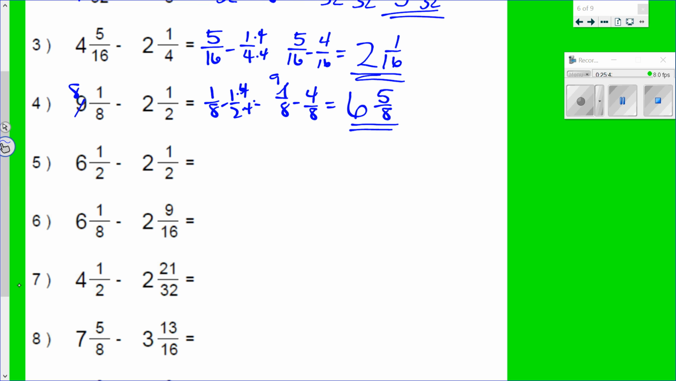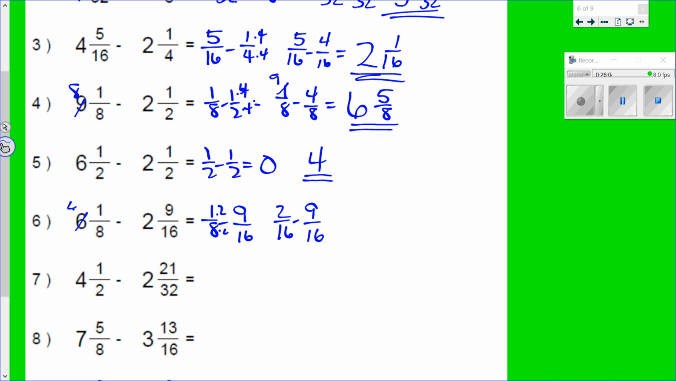1/2 minus 1/2. Any number, anytime I subtract a number by itself, I know that's going to be 0. So I just do the 6 minus 2, which is 4. 1/8 minus 9/16, times 2 to get me to 16. 2/16 minus 9/16. Can't do 2 minus 9, so I'm going to have to borrow. That now makes that 18 because I add the 16 into 2. So that's going to be 9/16. Now 5 minus 2, which is 3.